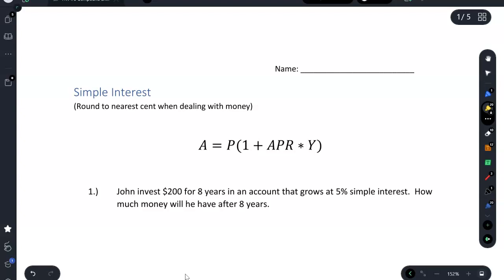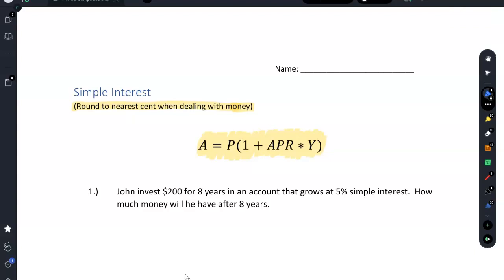Anytime we're dealing with money, let's go ahead and round to the nearest cent. I'm not going to say that for every problem, but that should just be the common value to round to when you're dealing with money. So with the simple interest equation, we have A equals P times (1 plus APR times Y). And you may see this in a couple different formats, but that's going to be the format for our class.